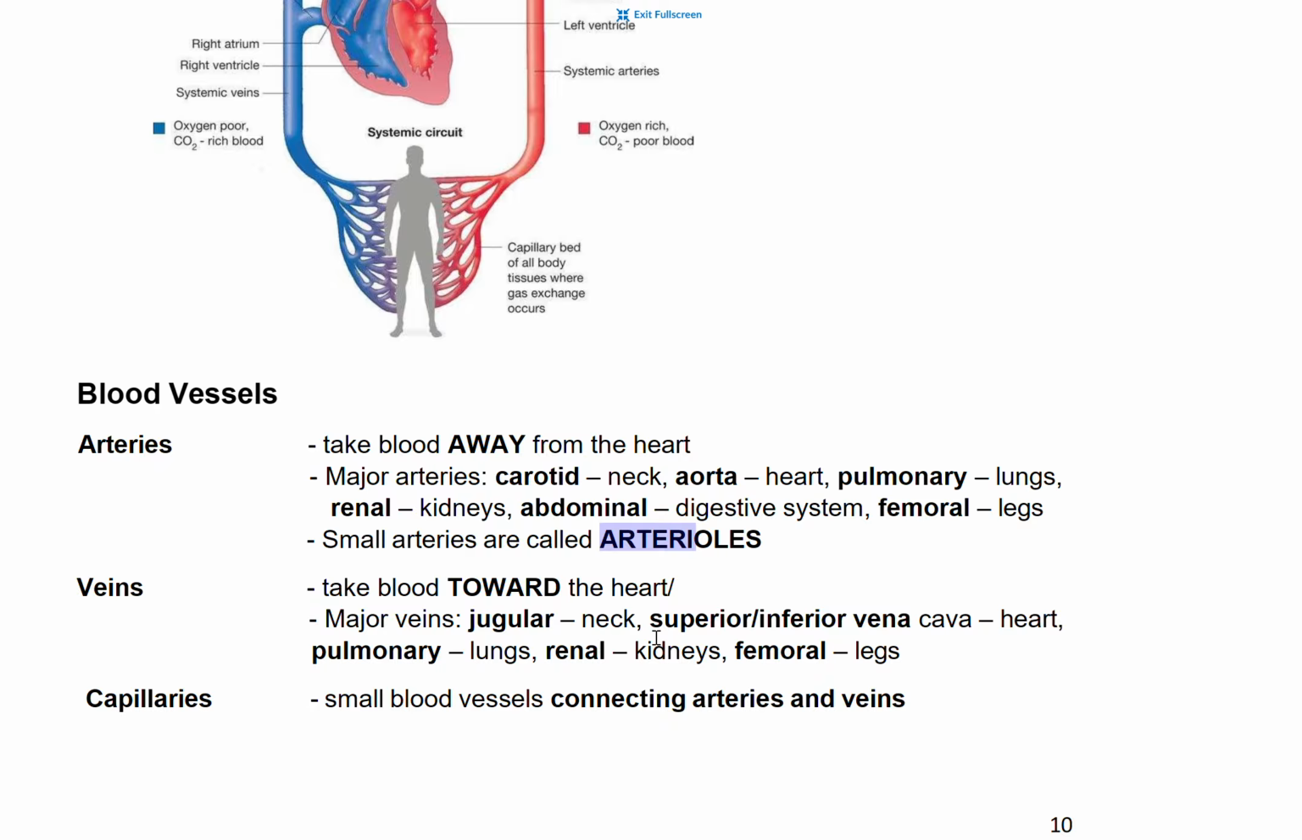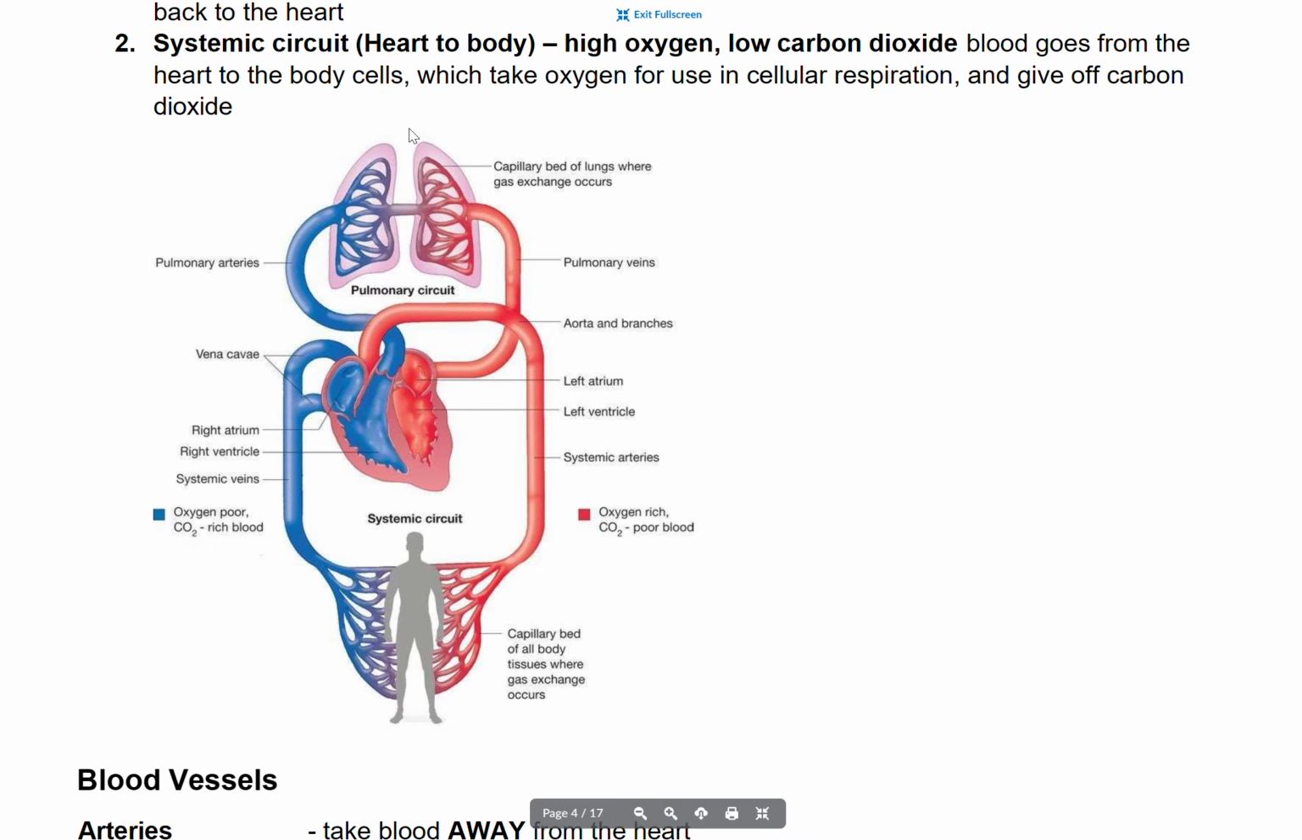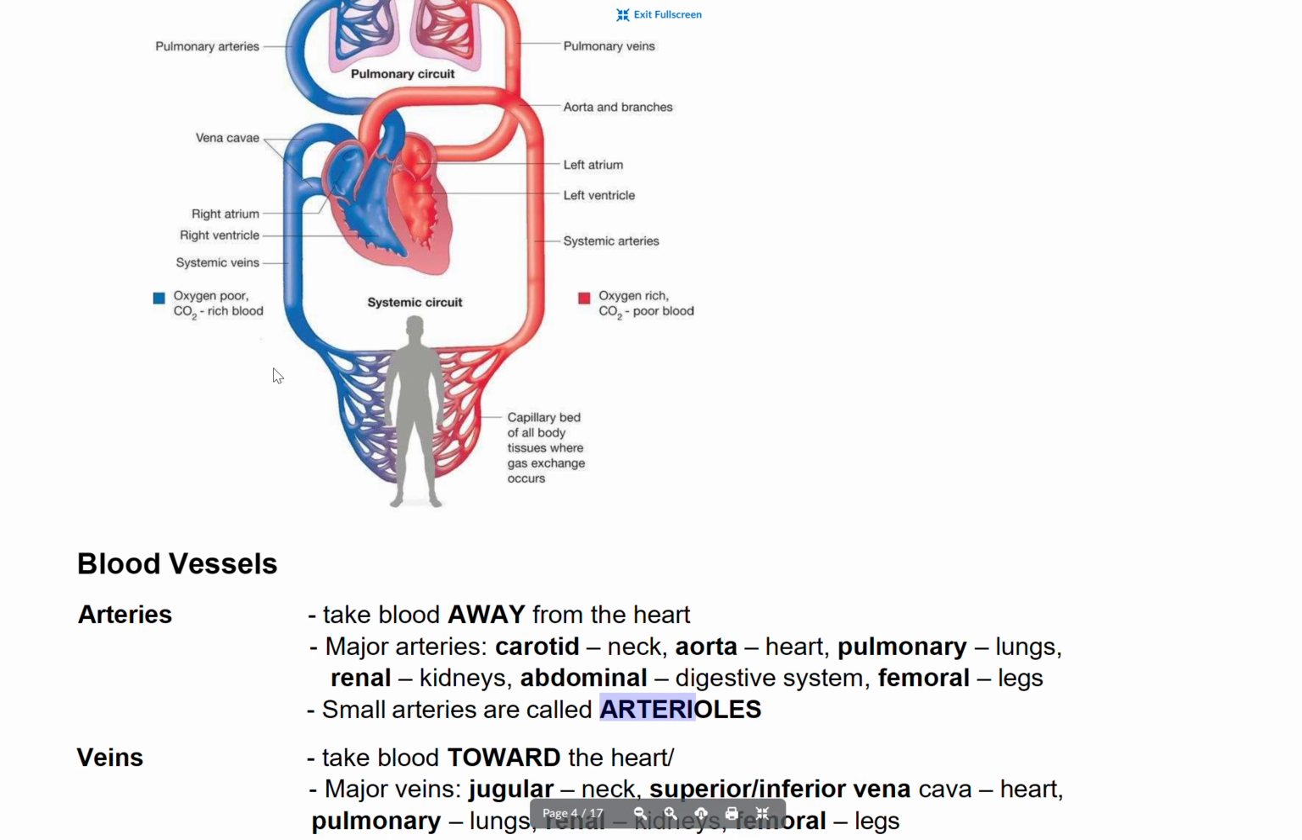And then in between them, we have these really small blood vessels called capillaries, and they connect arteries and veins, and basically everywhere you see a capillary, your blood is exchanging something with the cells around it. So you see capillaries in two main places in the body. One is in the lungs, and this is where they're exchanging carbon dioxide for oxygen. And then in the systemic circuit, you'll see basically all of the capillaries around all of the cells in your body, right? So capillaries are basically everywhere in your body.